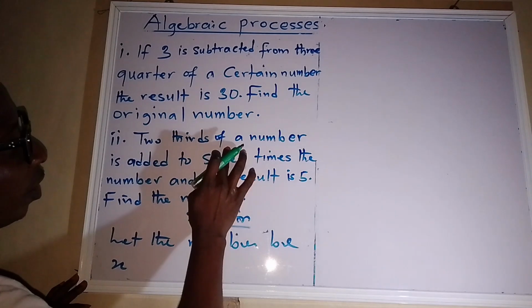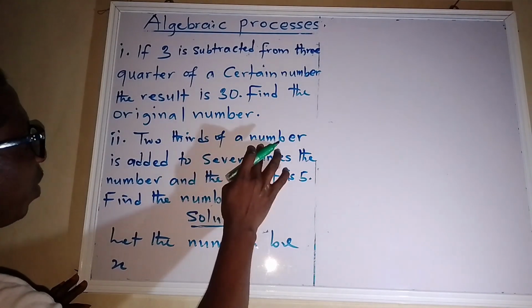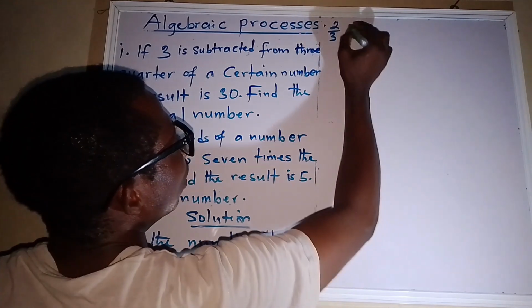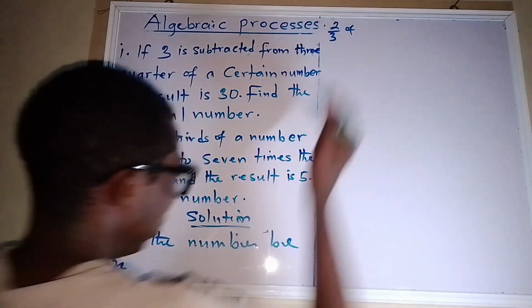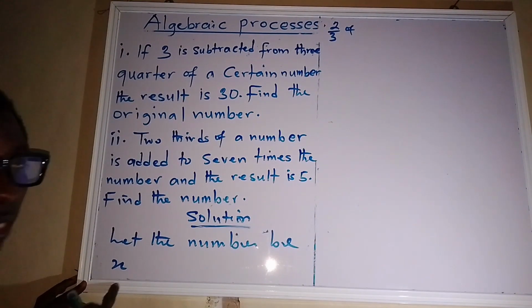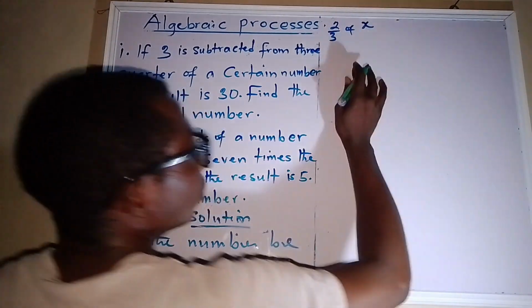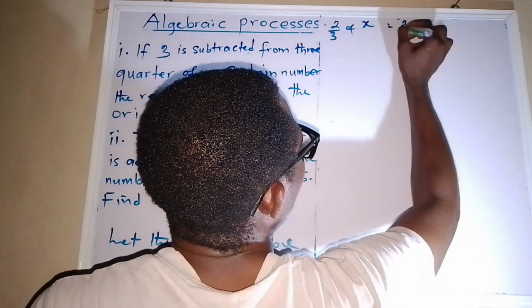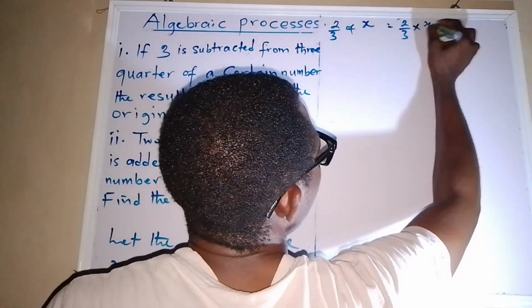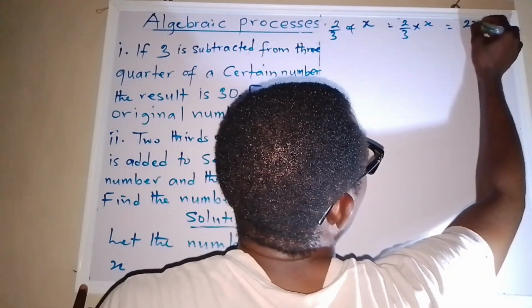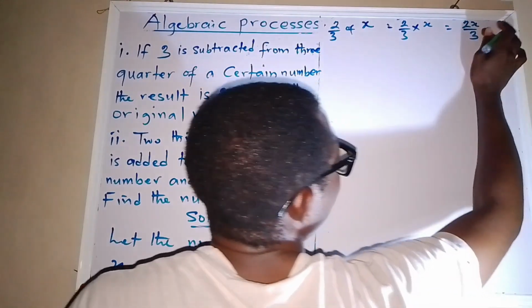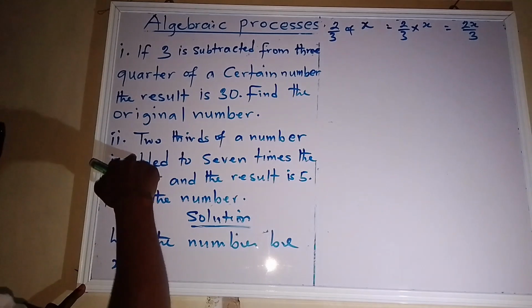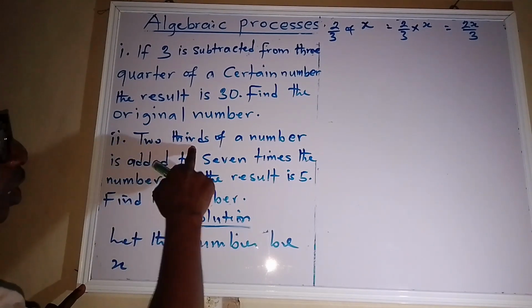2/3 of a number is added. This is 2/3. 2/3 of a number. We don't know that number, so we have represented it with x. So of a number. In mathematics, of means multiplication. So this is 2/3 times x, and that's 2x/3. So this is 2/3 of x. Now let's go back to the question again.